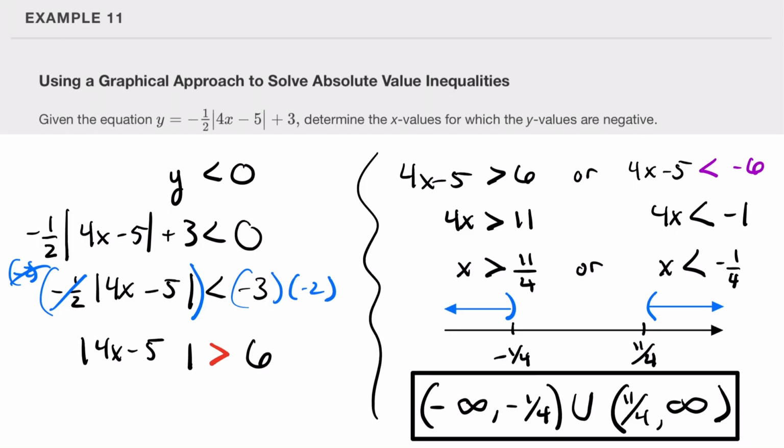So for instance, 3 should make it true. If we plug 3 into the original, 12 minus 5 is what? 7. So we get negative 7/2, then we're going to get a negative 1/2, all right? So we get a negative result, which was what we wanted. So again, we could just choose several test points and plug them into the original. You can even do this in your calculator.